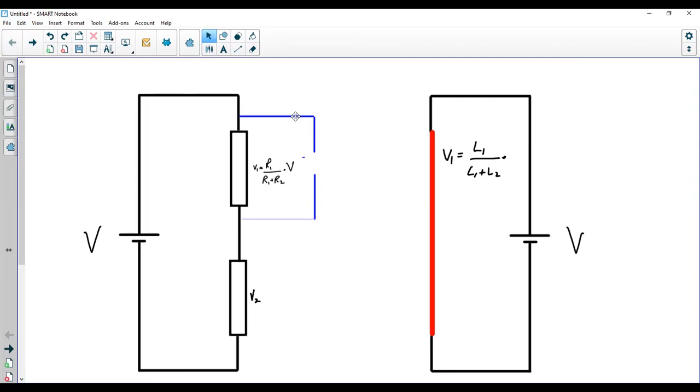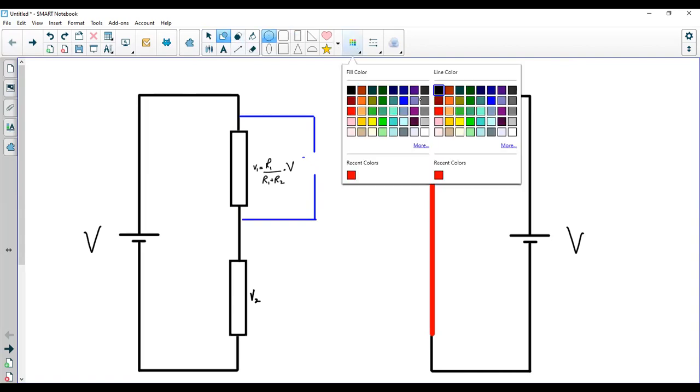So the reading on this voltmeter is dependent on this formula, right? The resistance of this component divided by the total resistance.